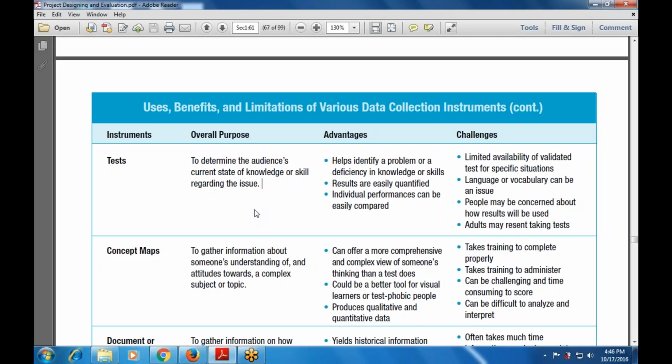Then advantages. The first advantage is that it helps to identify a problem or a deficiency in the knowledge or skills. So it can be very helpful. Then results are easily identified or quantified. So whatever the result that is used can easily be quantified.